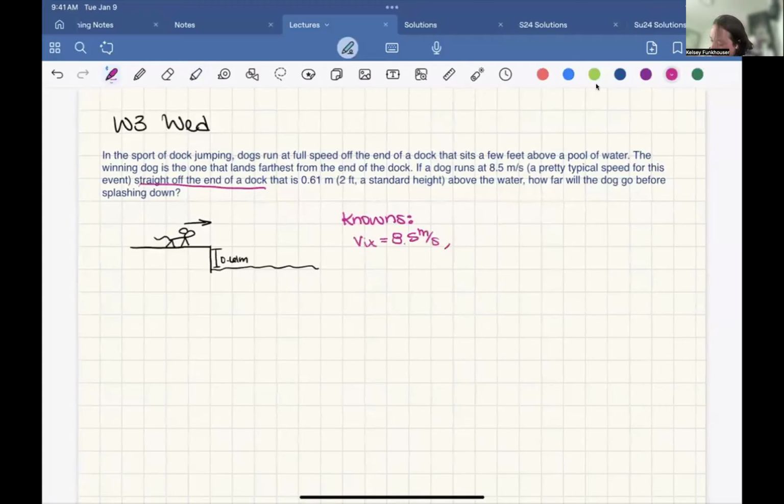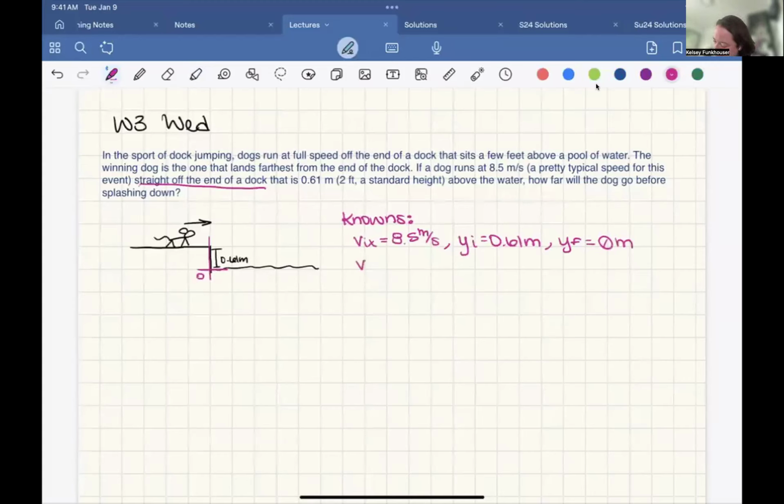Okay, so that's one thing. And then we can take our initial position to be 0.61 meters, so that our final position is just 0. It doesn't have to be that way. You can always set your initial position to be 0, but this is a neat example where we can do it this way. So our initial position is 0.61 meters above the water, and then our final position is the water, which is 0 meters for us.